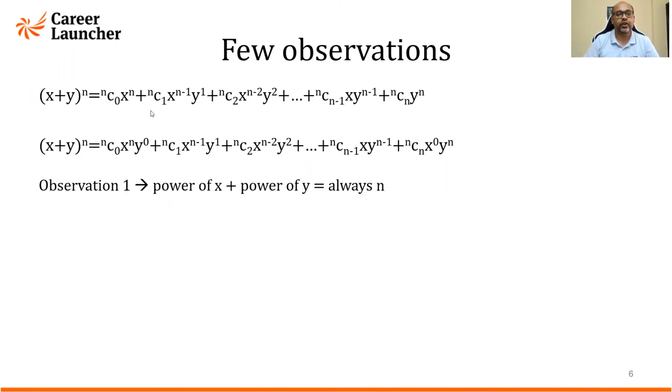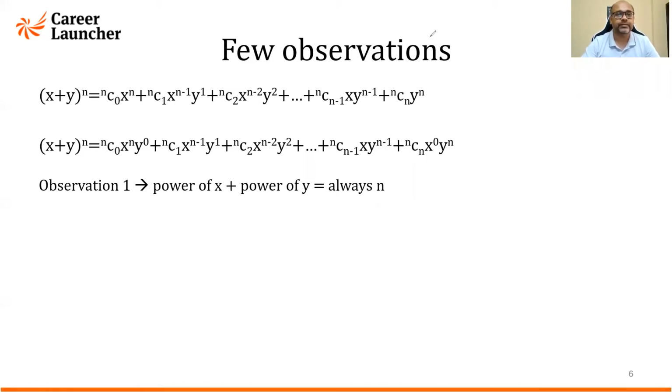The first observation, if you notice, any term you take, this is your term number 1, this is your term number 2, this is your term number 3. Like this, for any particular term, the power of x plus the power of y is always n. You can see n plus 0, n minus 1 plus 1, n minus 2 plus 2. So any term you take, the order of the term, or the sum of the powers of the term, will always be constant, and that value is n. This is the first observation. It's very important for you to understand and notice this.